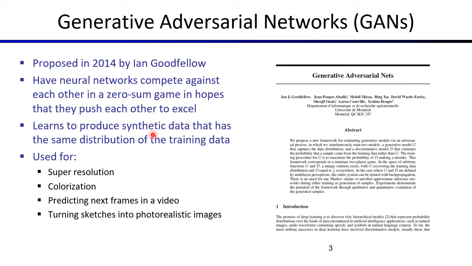GANs are used for several applications, such as super resolution, which is increasing the resolution of a certain image, colorization, or colorizing grayscale images into color images, predicting next frames in a video, and also turning sketches into photorealistic images.